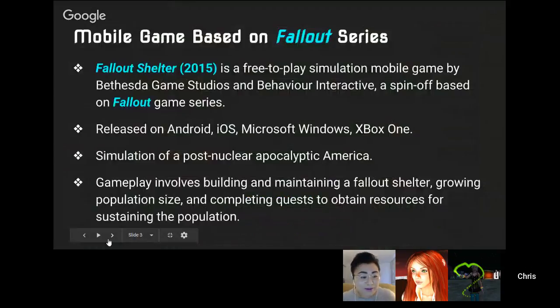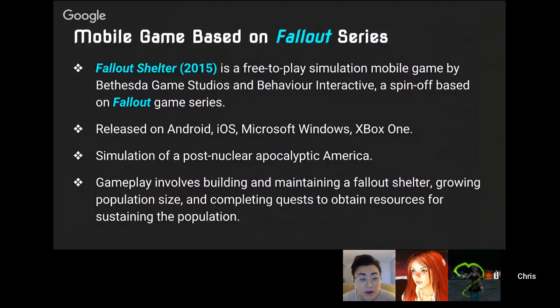Fallout Shelter is a mobile game that came out in 2015. It's a free-to-play simulation mobile game by Bethesda Game Studios and Behavior Interactive, so it's a collaboration between the two companies. It's actually a spin-off of the entire Fallout game series. Fallout 4 just came out, but there are lots and lots of spin-offs because this is a big universe of game, with lots of stories that go with this series. It's released on Android, iOS, Microsoft Windows, and Xbox One, so pretty much you can play on any mobile device or download it from Steam and so forth.